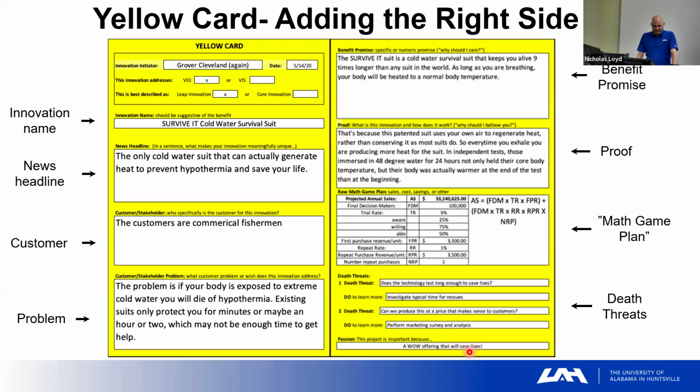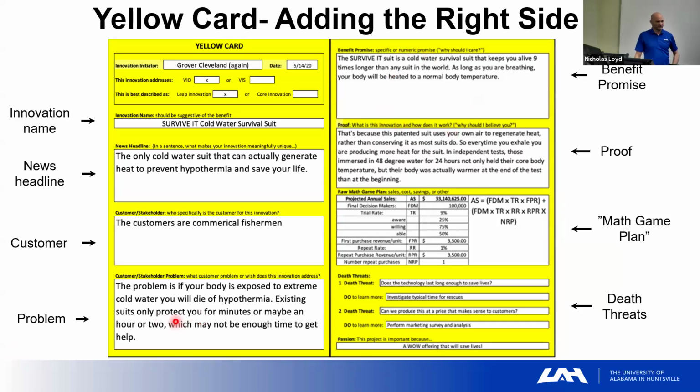So the cold water survival suit. Customers are commercial fishermen. What problem does it solve? Well, the problem is if your body's exposed to extreme cold water, you will die of hypothermia. It's kind of a problem. I agree with you. Existing suits only protect you for minutes, maybe an hour or two. Definitely, often that's not long enough for someone to get to you for help. We have something that can address that problem because ours is the only one to generate heat to prevent hypothermia. Okay, so what is the benefit promise?